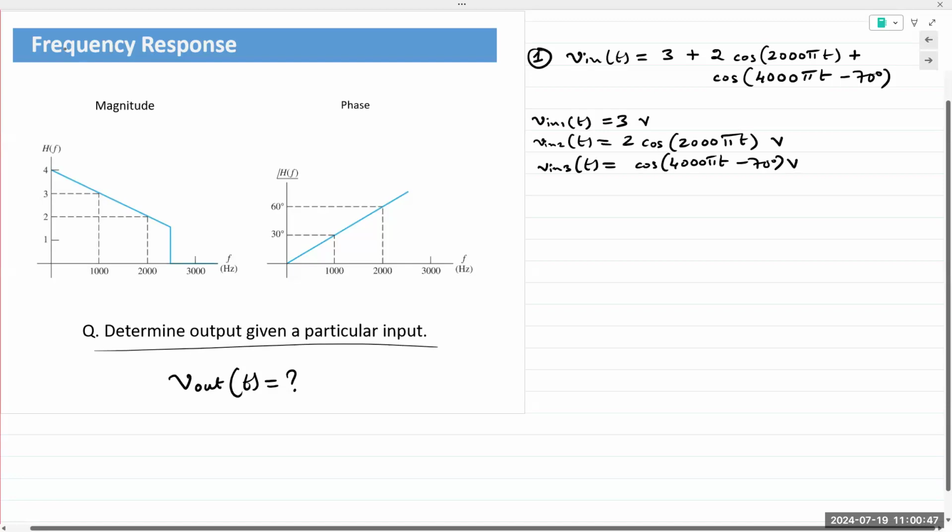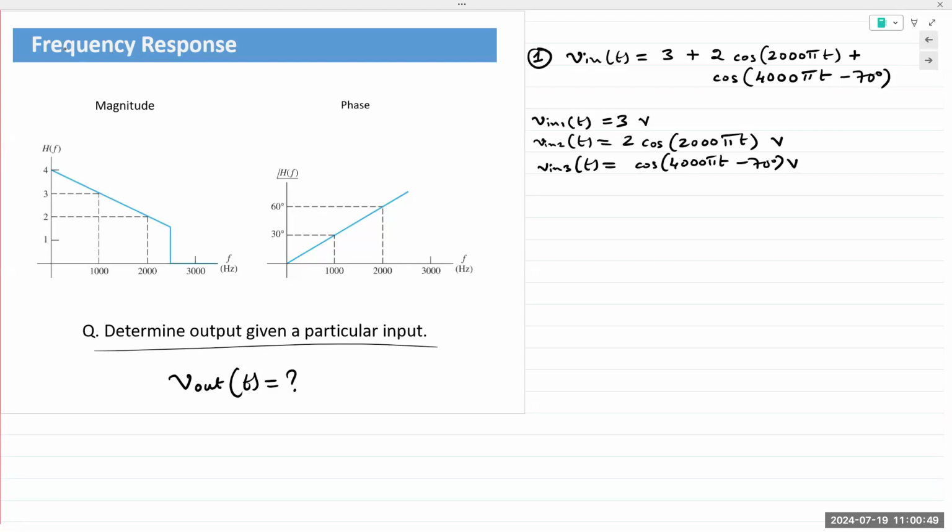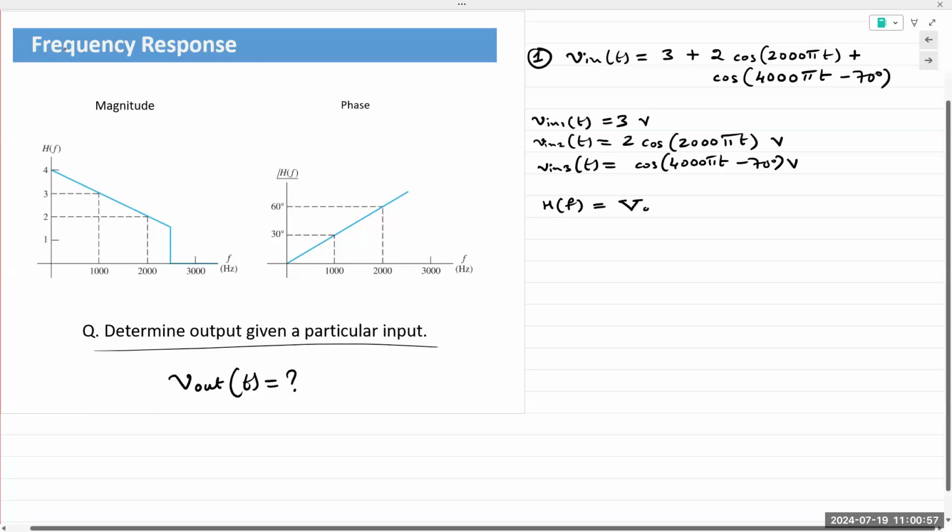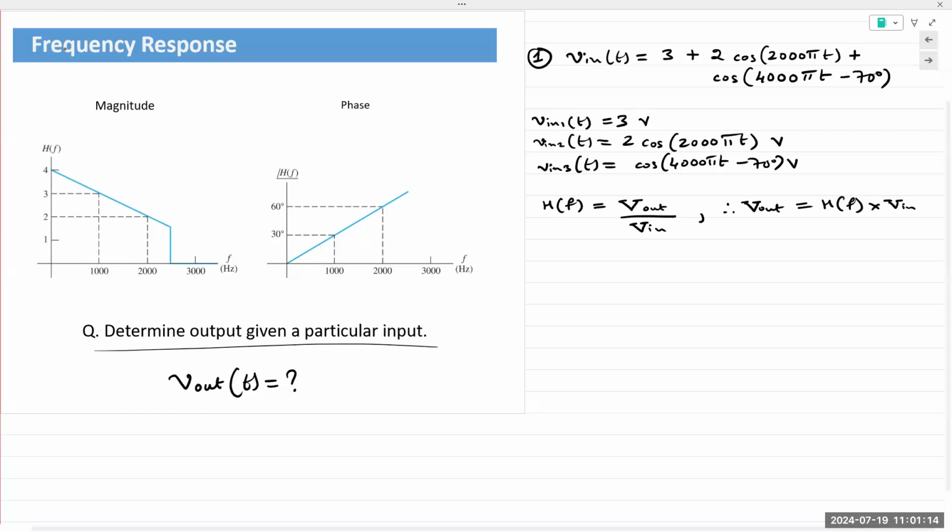We are asked to find V out. Well, we use phasor operations from chapter 5 to find V out, because H of F is the phasor of V out over V in. Therefore, I can write that V out is simply the product of H of F times V in. That's it.